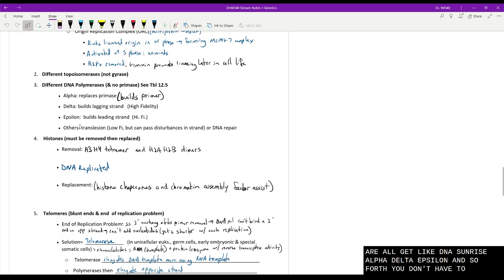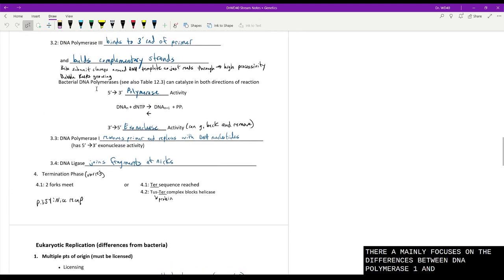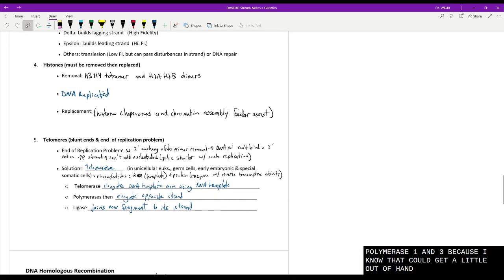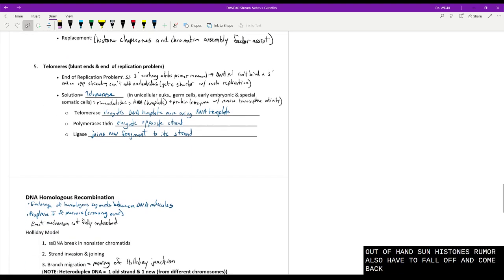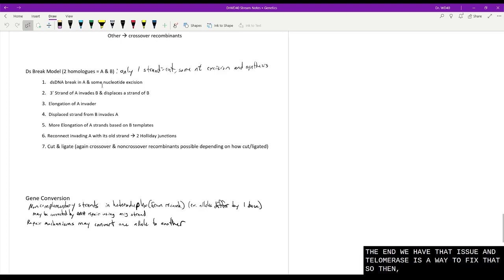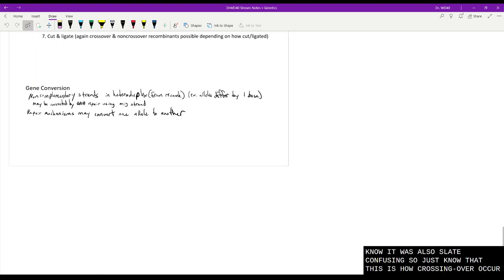You don't have to super know all the differences there. I mainly focus on the differences between DNA polymerase 1 and 3, because I know that could get a little out of hand. So then histones, remember, also have to fall off and come back together. Then telomeres at the end, we have that issue, and then telomerase is a way to fix that. So then homologous recombination, since this isn't fully understood itself, I'm not going to test you, and I know it was also slightly confusing. So just know that this is how crossing over occurs.